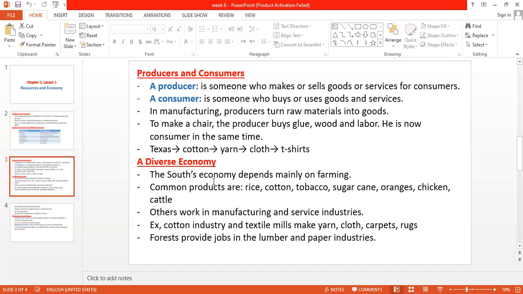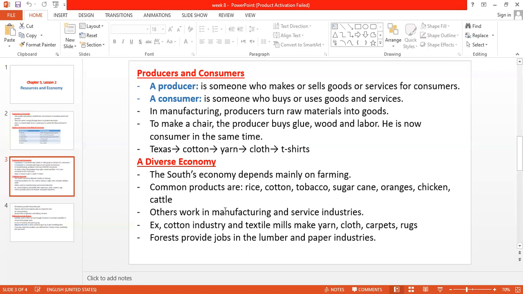Okay? So most people in the South work in farming, but not all. Not all people who live in the South work as farmers. No, there are other jobs in the South they can have. So other people work in manufacturing, meaning in factories, and in the service industry. They work in the field of manufacturing and building factories, industries, and so on.